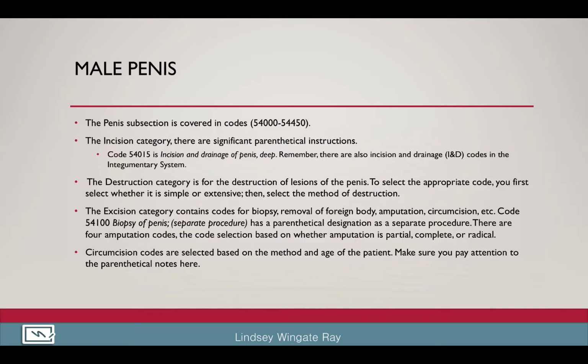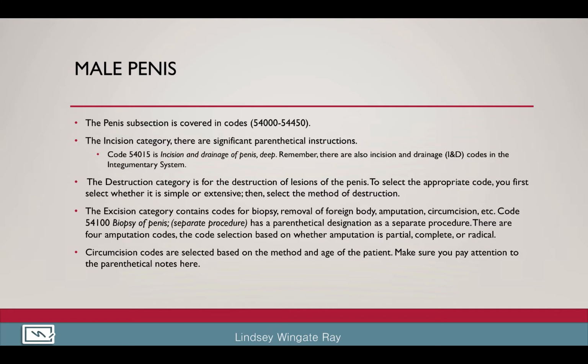The penis subsection is covered in codes 54000 through 54450. The incision category has significant parenthetical instructions. Code 54015 is incision and drainage of the penis, deep. Remember, there are also incision and drainage codes in the integumentary system, so it must be deep. The destruction category is for the destruction of lesions of the penis. To select the appropriate code, you must select whether it is simple or extensive, then select the method of destruction.